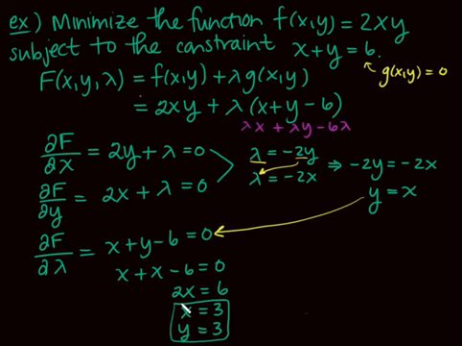And what is my minimum value? Well, I would plug that into my original function, right? Which would be 2 times 3 times 3, which is 18.